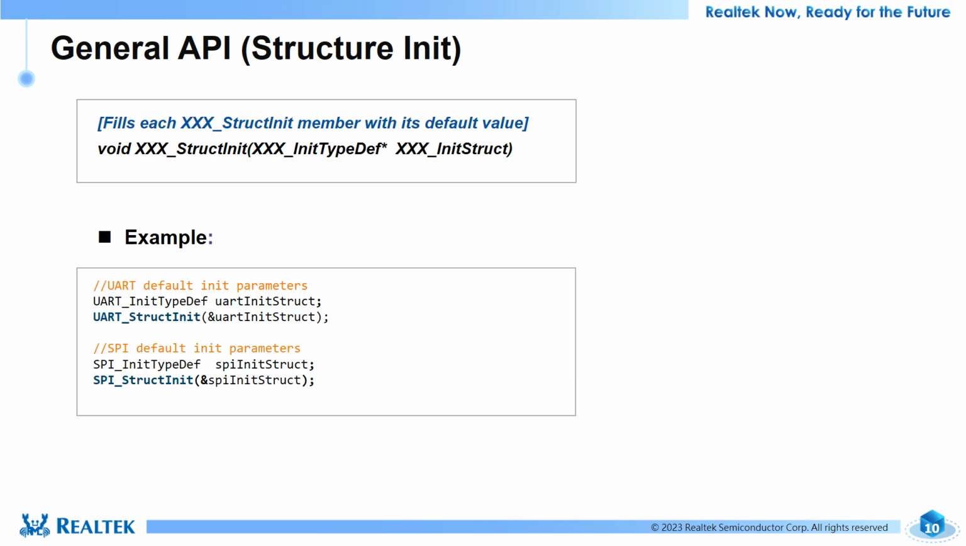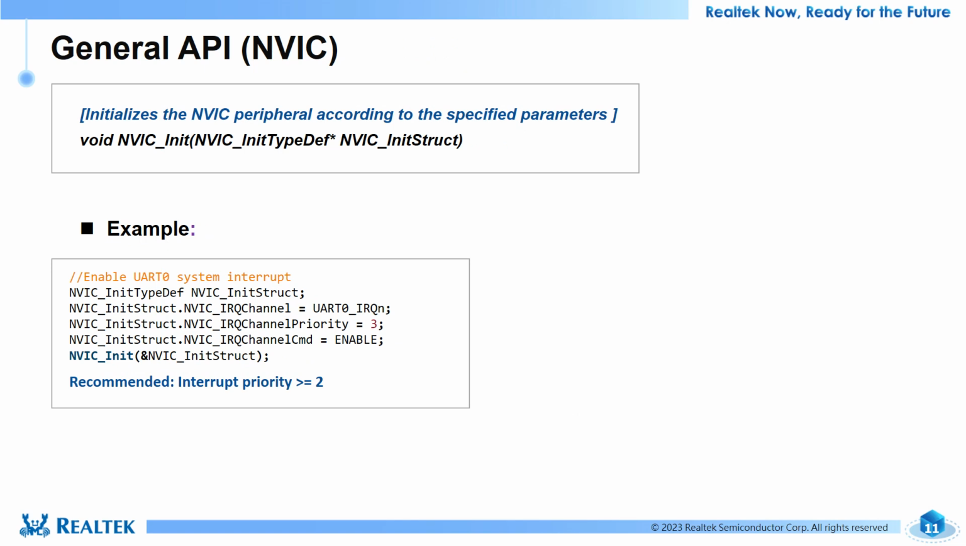Each I/O module has a struct init function that can initialize the parameters of the I/O module to default values. Before calling the init function, you can call this function to initialize the structure variables of the I/O module to default values, then modify the structure variable members according to user requirements, and finally use the init function to initialize the I/O module. Call NVIC init function to enable IRQ interrupt and set priority.